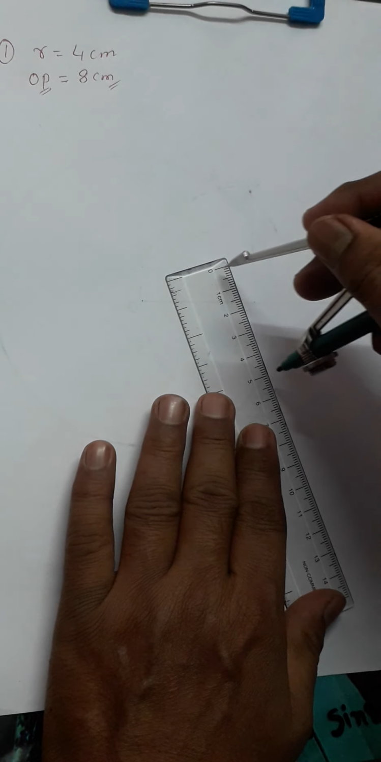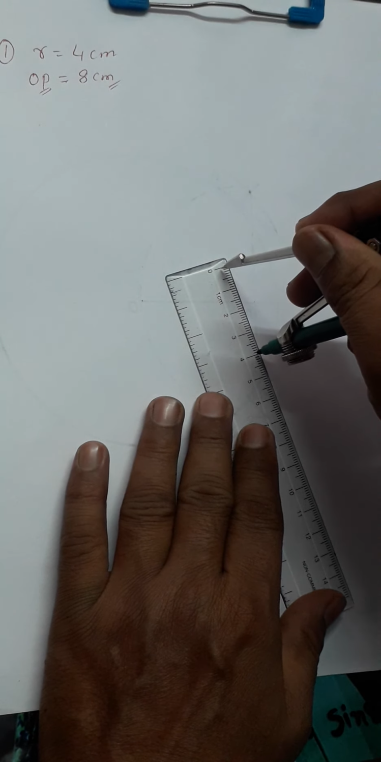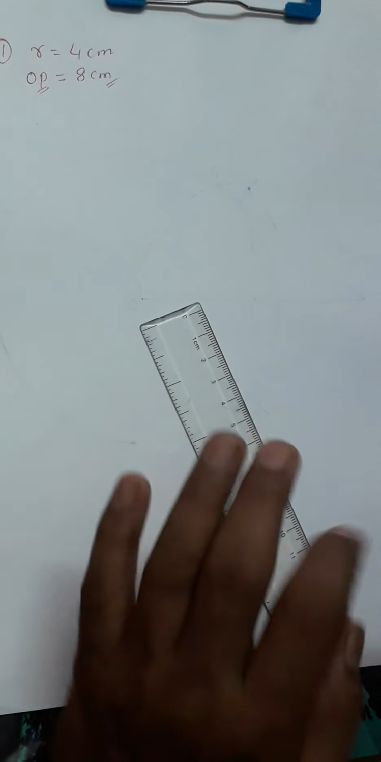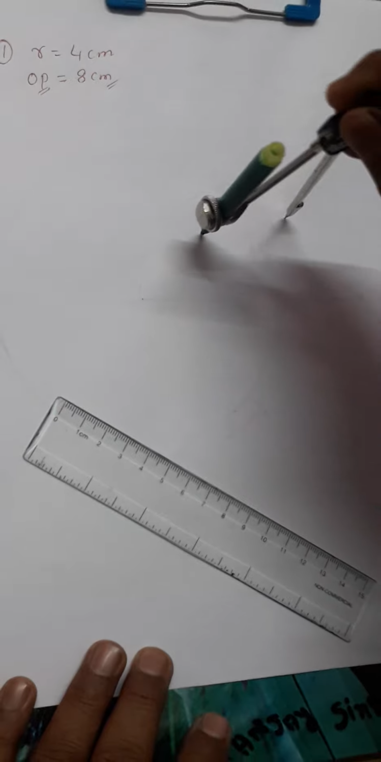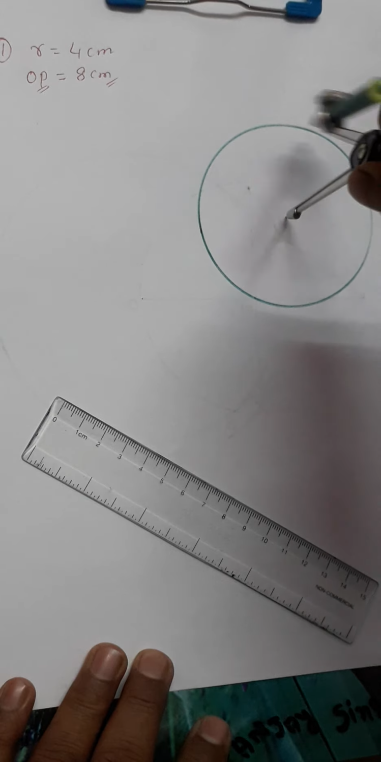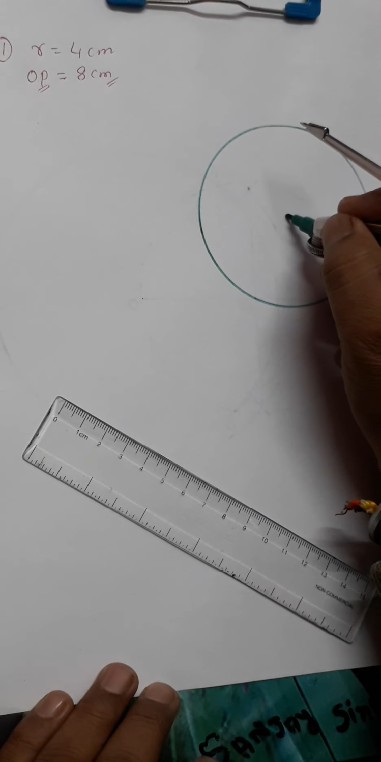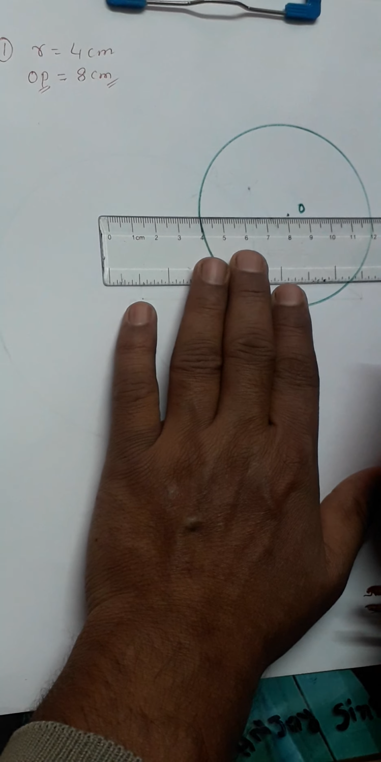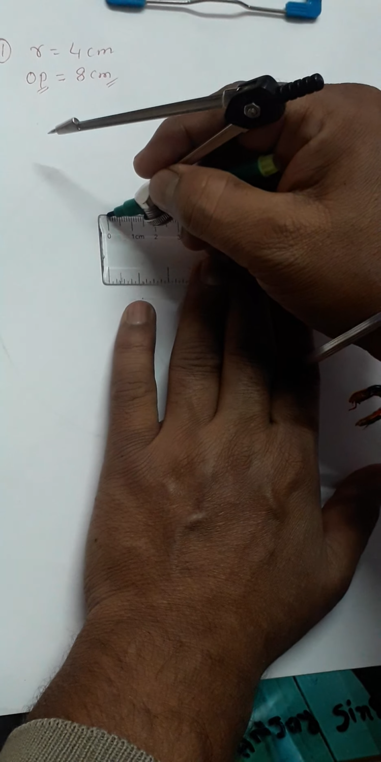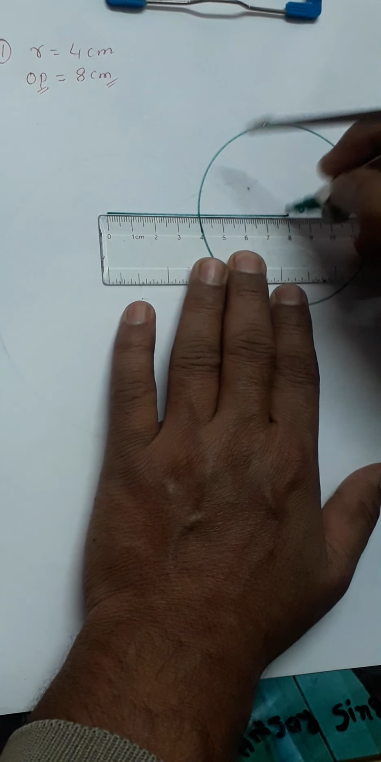First of all, we will draw a circle of radius 4 centimeter. Radius may be of any measurement. I have taken here 4 centimeter. This is the circle of radius 4 centimeter with center O. Now we will take a point outside the circle such that OP is 8 centimeter.